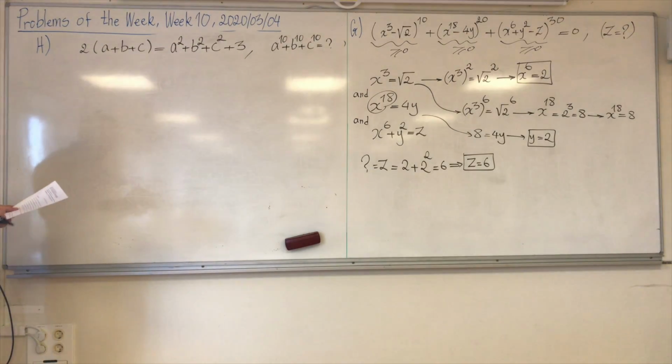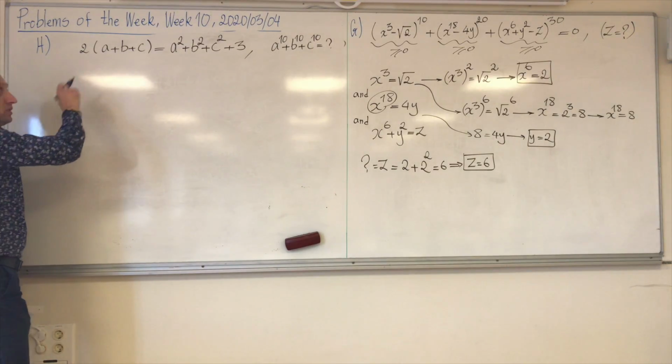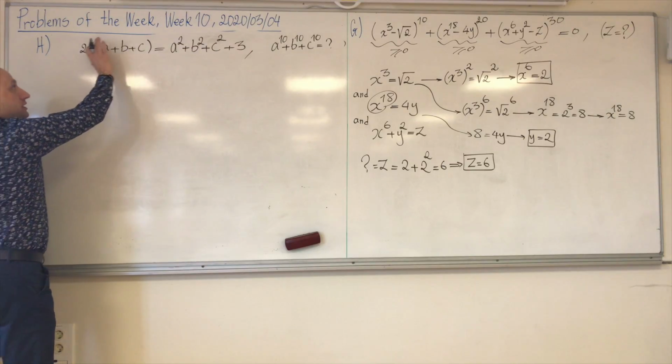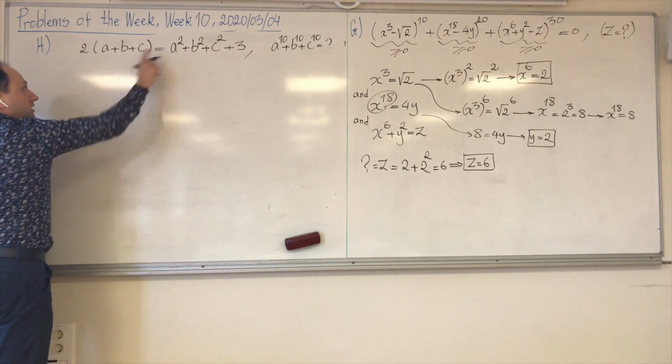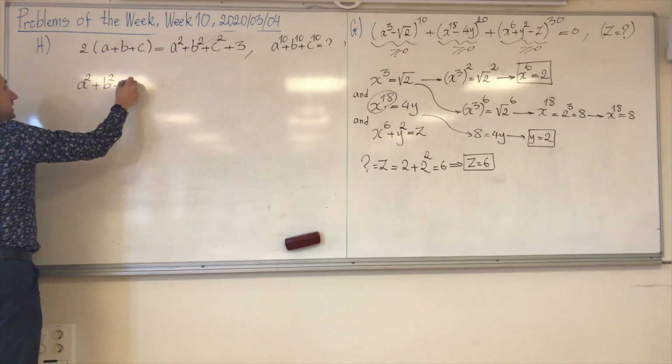So what I do is this. The algebra is simple, so let us do it immediately. I multiply 2 inside and move everything to the right-hand side. A squared is already there, B squared and C squared and 3.